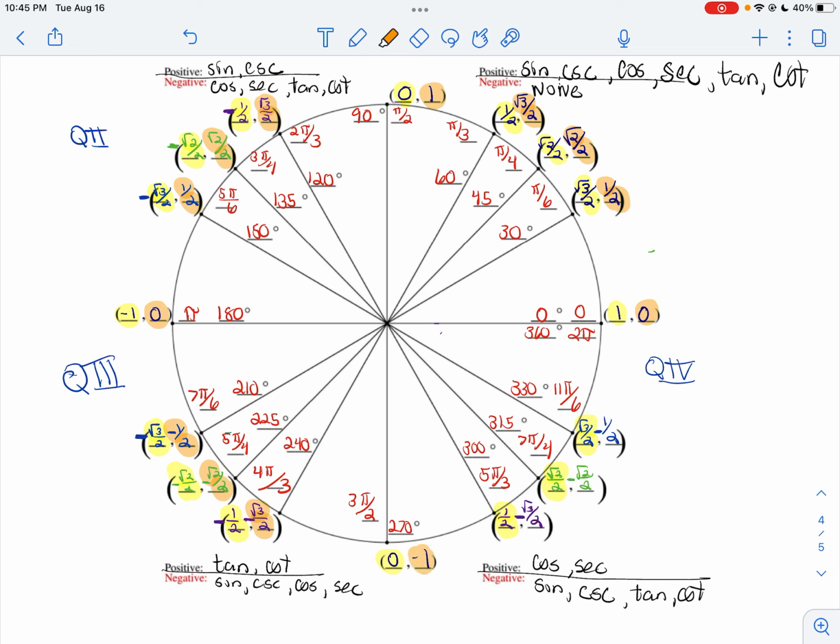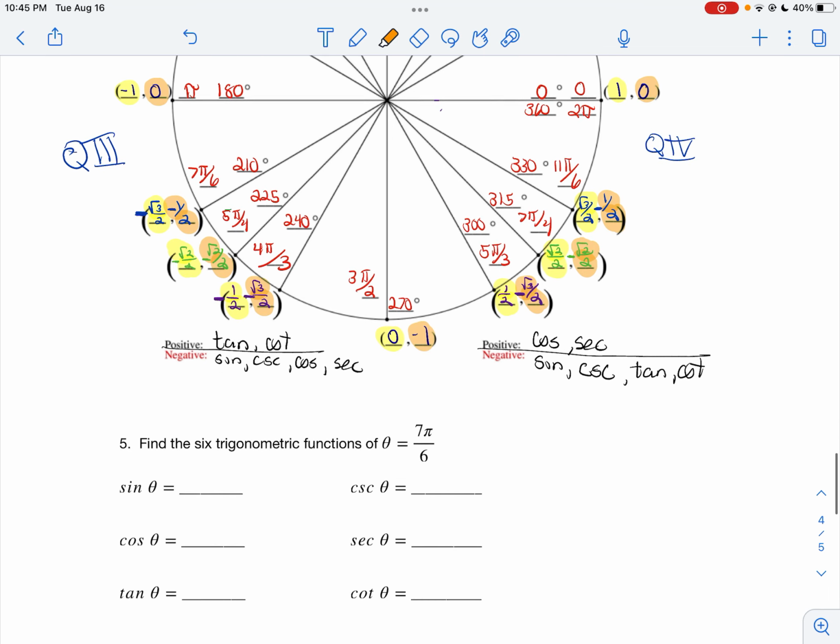Quadrantal angle is negative 1. So I count down: 3, 2, 1. Take the square root, divide by 2. That's easy to memorize.